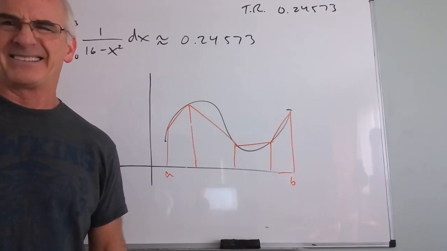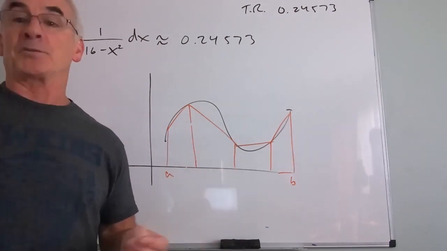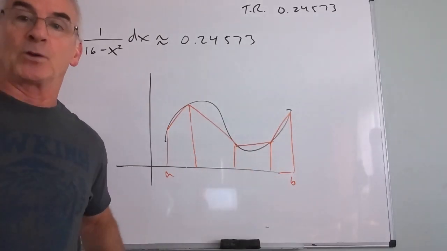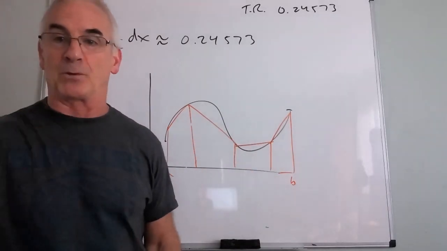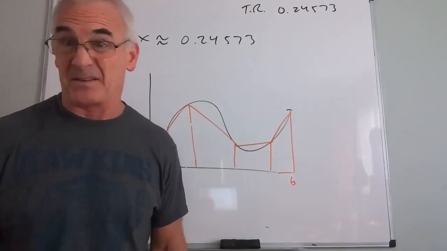Anybody? No, they're not equal. Well, no, it's never going to be equal. It's impossible. There's no problem that exists where you would get equality, because your trapezoids will never equal the area of the curve. But in the last example, it's really close.